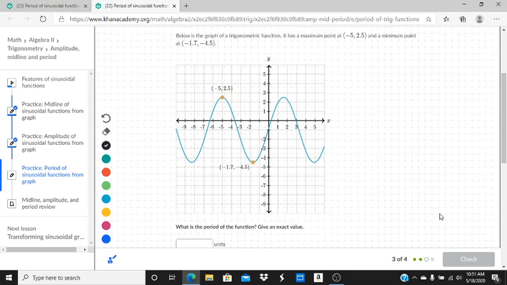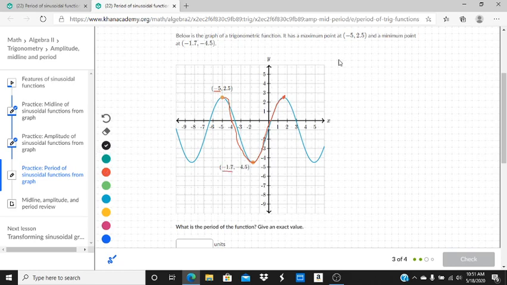Okay, so we've got another one. Again, we're going to look at the period. We're going to come down from the maximum, hit the minimum, and then go back up to the maximum. So one full cycle, that's going to be my period. So it goes all the way from one end to the other. This distance here from negative 5 to negative 1.7 is going to be half.